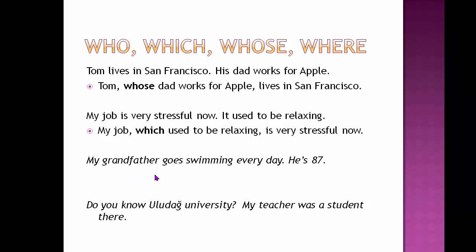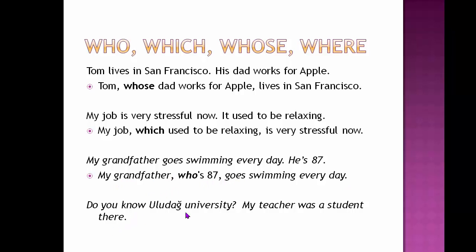And here, my grandfather goes swimming every day. The second sentence will give information about a person or thing or place in the first sentence. I'm talking about my grandfather. So we'll say my grandfather who. If here is his, I will say my grandfather whose. But here it is not his, it is he. So it is who. My grandfather, who is 87, goes swimming every day, comma and comma.